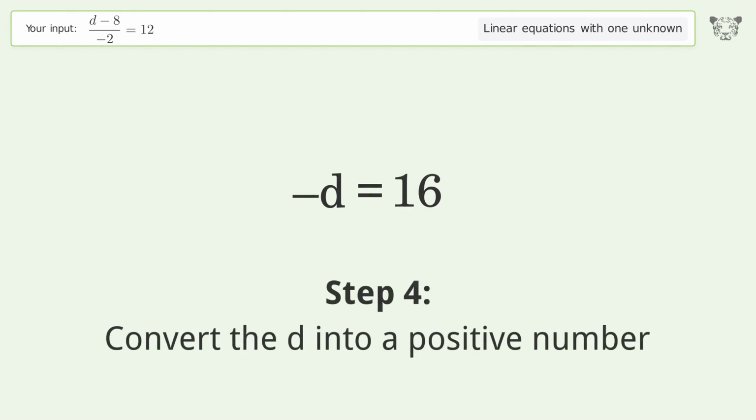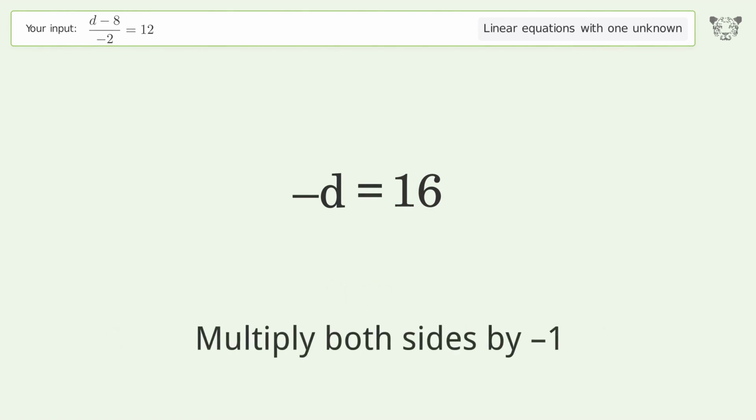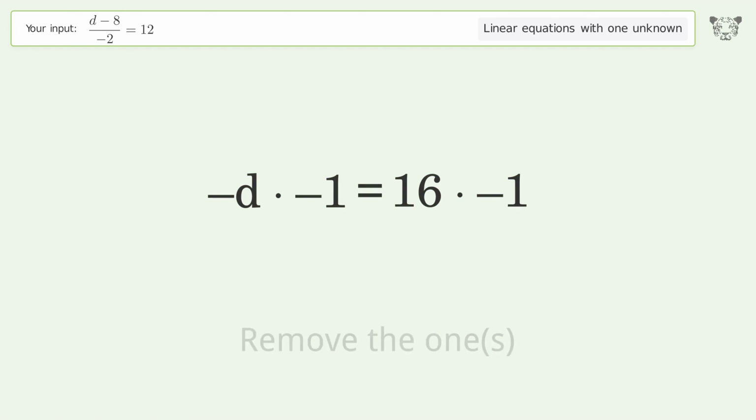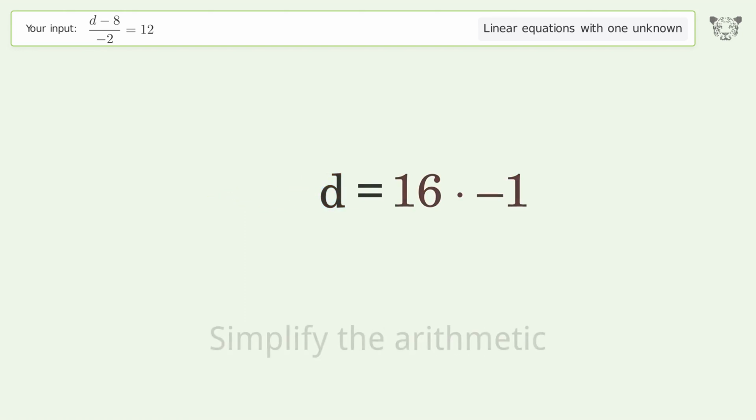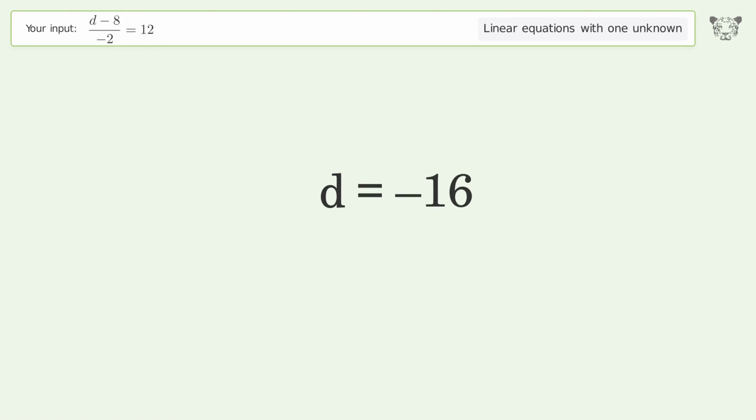Convert the d into a positive number. Multiply both sides by -1. Remove the ones. Simplify the arithmetic. And so the final result is d equals -16.